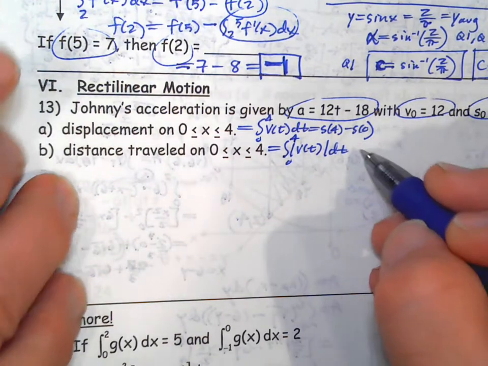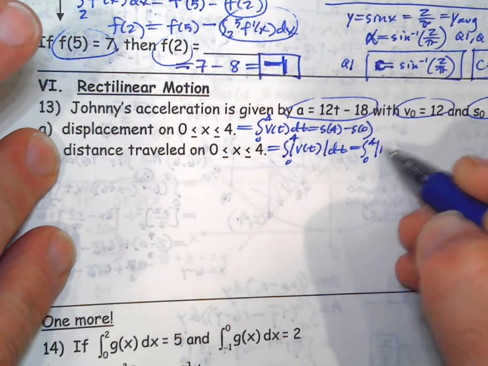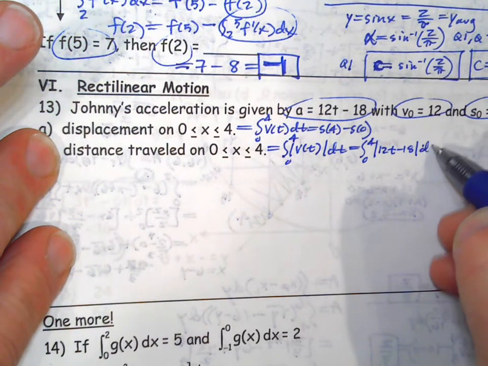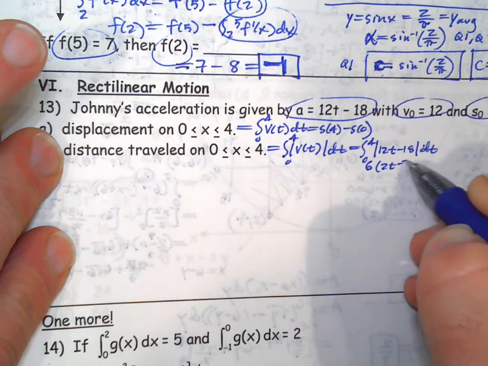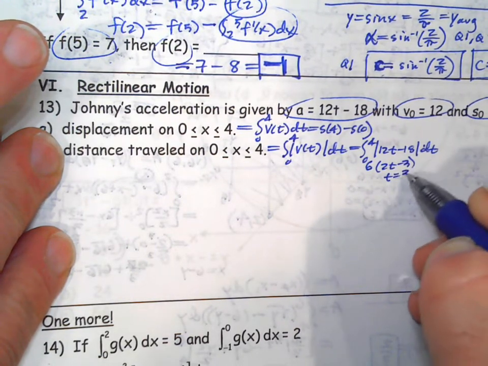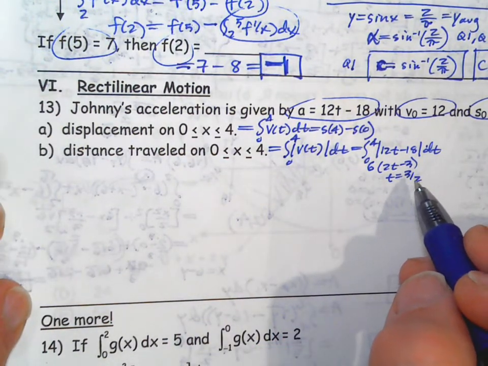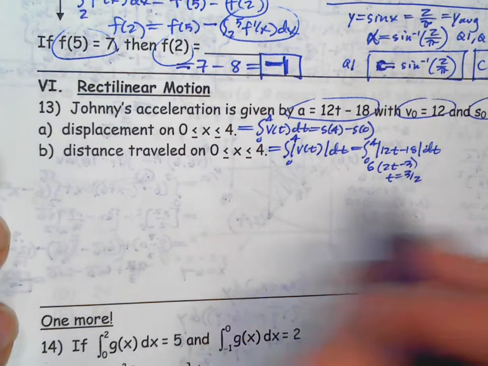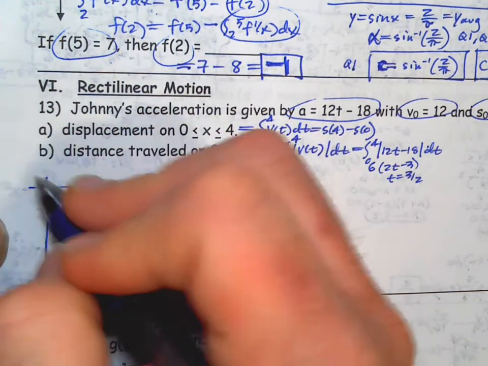And so this would be the integral from 0 to 4 of the absolute value of 12t minus 18 dt. I'm going to factor out a 6, 2t minus 3, t equals 3 halves. So that's a turning point where velocity equals 0. So my table would look like this. I can use the table for both parts A and B.